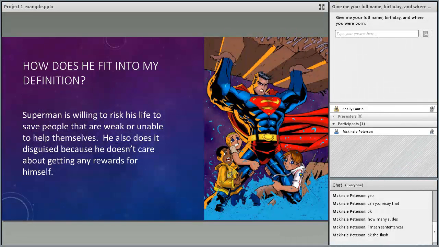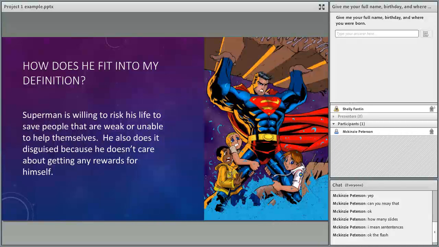The next slide: how does he fit into my definition? Now, this is the meat of your project. This is the most important part to me. This is where you're comparing the two things, your definition of a hero and your person that you identified. You're going to give reasons.